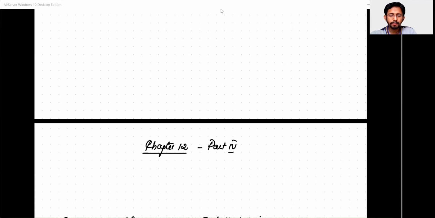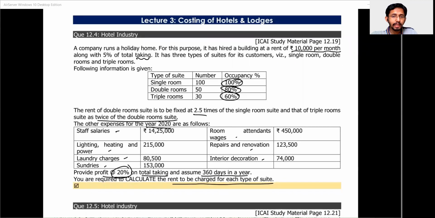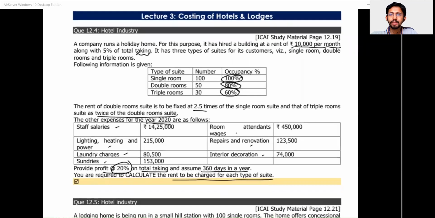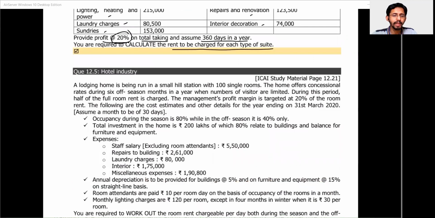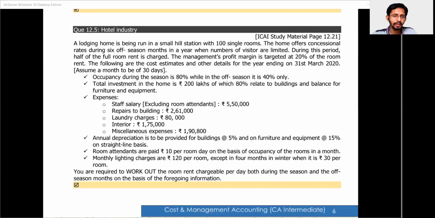Friends, in the previous part, we were dealing with the costing in case of hotels and lodges. And in that, we also did question number 12.4. We completed this particular question. Now, let's continue with the same thing, that is costing of hotels and lodges. We will be doing one more problem from that, and after that, we will be moving to the costing of the other industries.